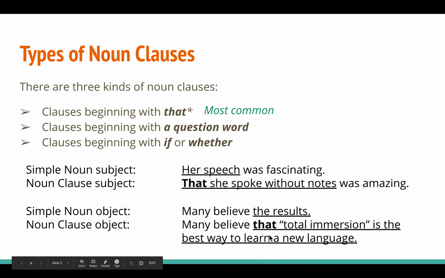Here's a noun clause object. See if you can find in the underlined part that total immersion is the best way to learn a new language. Where's the subject and verb that make it a clause? Well, if you said total immersion is the subject and is is the verb, then you're correct. Notice that this object noun clause begins with the word that.